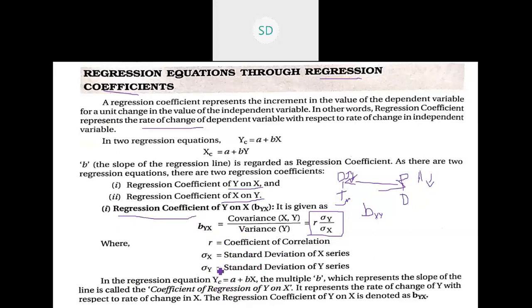Why have we taken only b here? There might be a question which can arise. Why can't we take a? Since b is the slope of the equation. b is the slope of the line, that is the regression coefficient equation. So that is why we consider b.